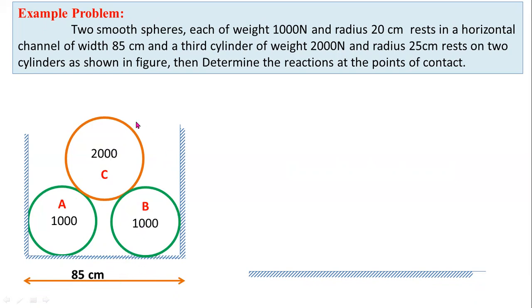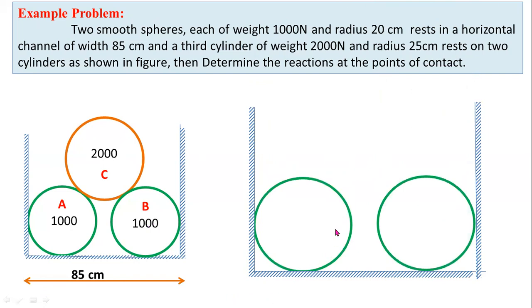First of all, you have to convert this given diagram into a force diagram. So this is the given horizontal channel, and this is a vertical support, this one also a vertical support. Now you have to consider these two cylinders as this. Now this is the third cylinder. First of all, you have to consider a reaction force. Always you have to consider a reaction force at the point of contact.